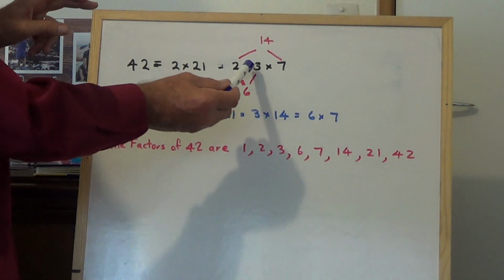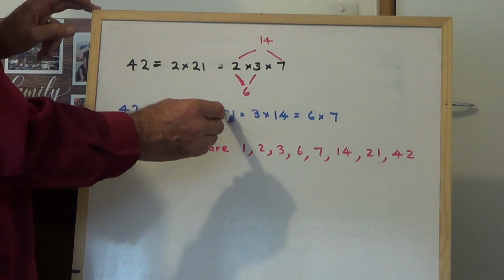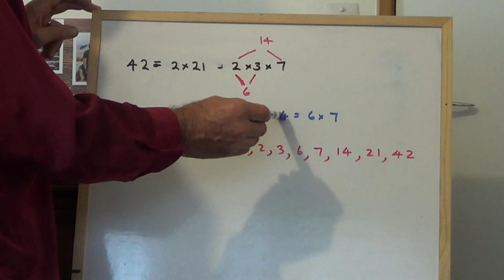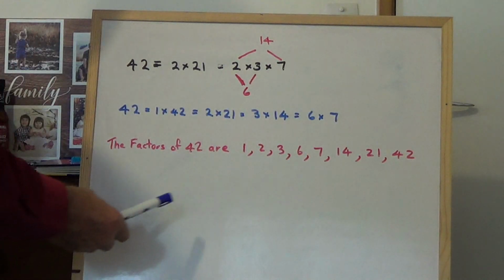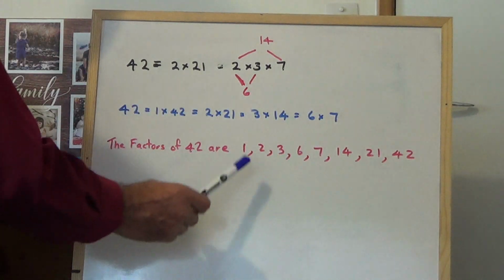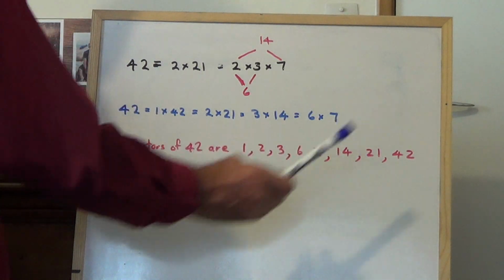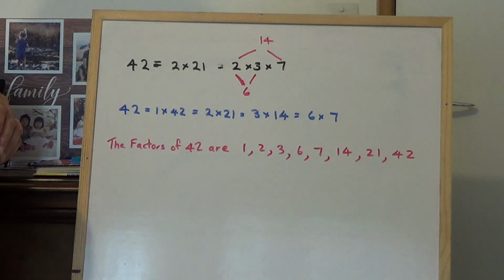Alright, here we go. Now, we've got 1 and 42, 2 and 21. Now 3 times 14 is 42, and 6 times 7. So the factors are 1 and 42, 2 and 21, 3 and 14, 6 and 7. And we're done.